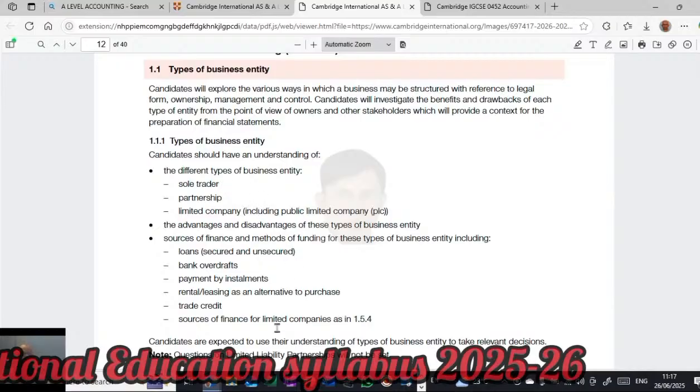So all these things. So a candidate is expected to use their understanding of the types of business entity to take relevant decisions. Okay, so you are supposed to take relevant decisions, and the questions may be based out of this. So you have to answer the questions based on your understanding of these conceptual skills. This is the first thing, and it is very, very important. Okay, so very important. You need to know this particular aspect.